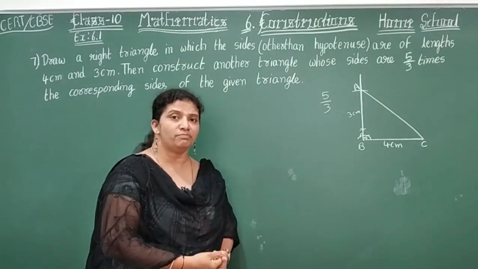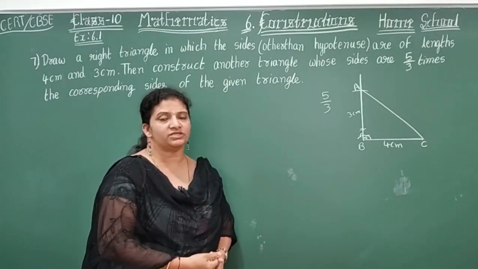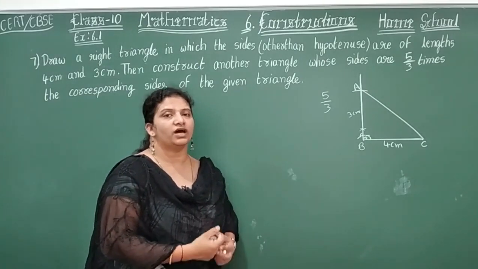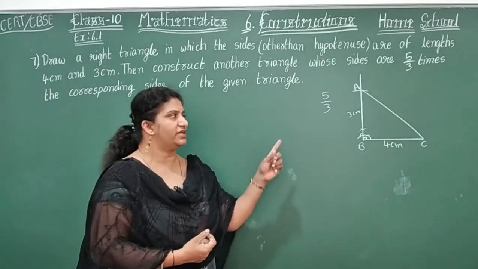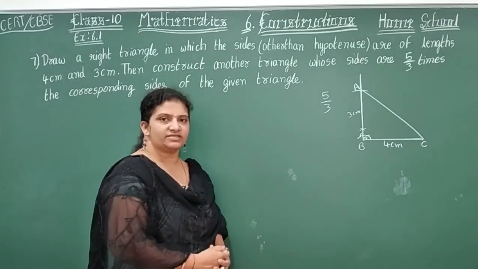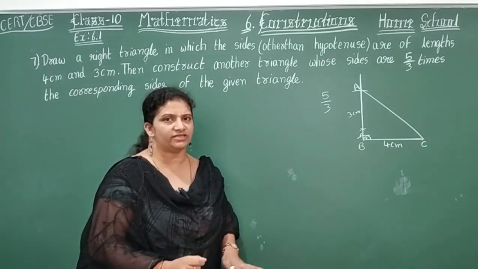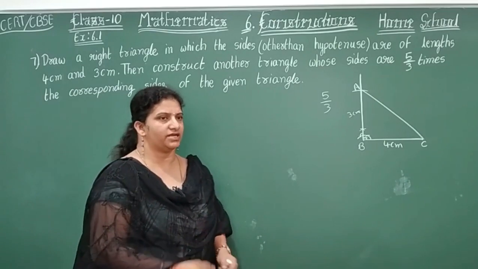It is an improper fraction. Improper means what do you get, children, here? Your new triangle will be exterior to this triangle. So what are the steps? Same steps. There is no change. This is the last problem of this exercise.